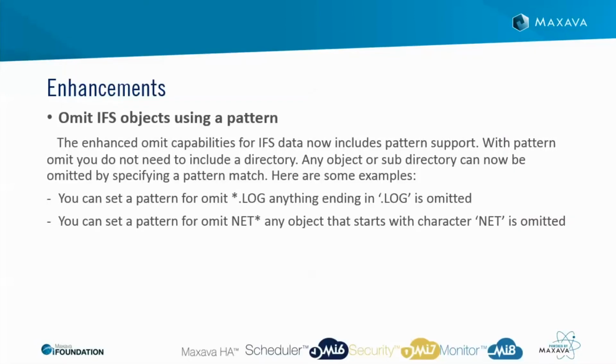An enhancement, omit IFS objects using a pattern. The enhanced omit capability for IFS data now includes pattern support. With pattern omit, you do not need to include a directory. Any object or subdirectory can now be omitted by specifying the pattern match. Some examples: if you set a pattern *.log, anything ending in .log will be omitted. If you set a pattern omit net*, any object starting with net will be omitted.